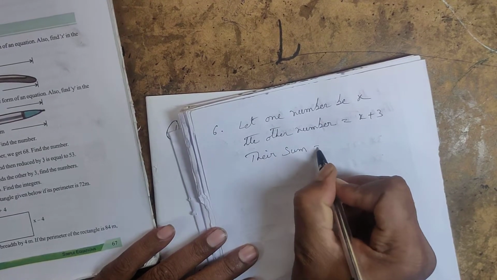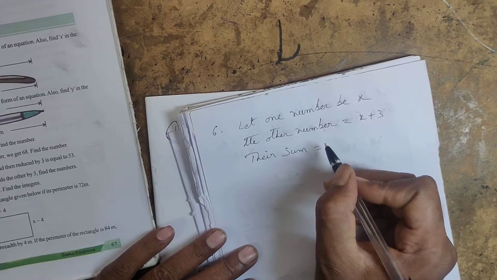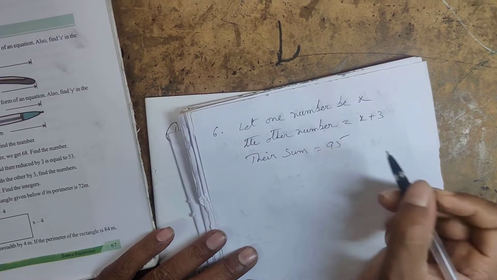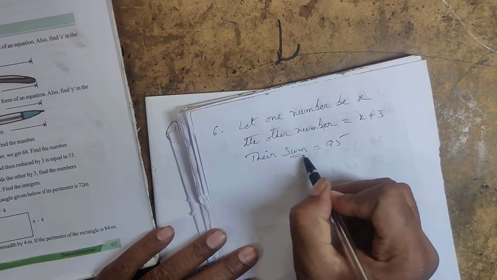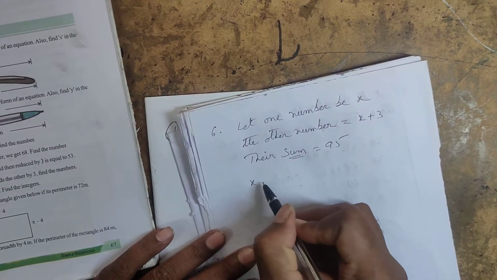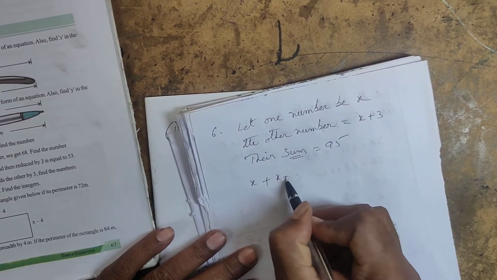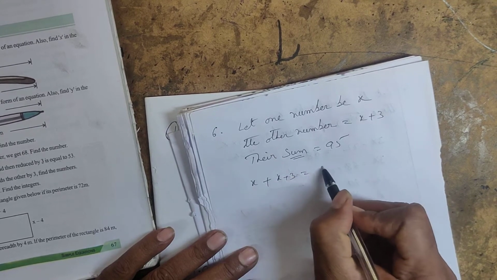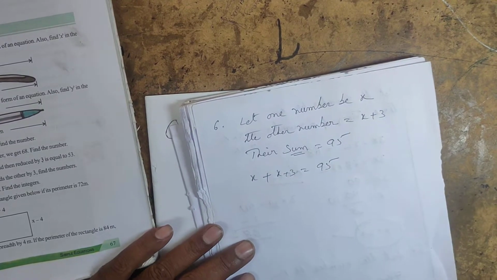means the two numbers, if you add, how much are you getting? You are getting 95 as the answer. Sum means addition, or not? One number is x, the other number is x plus 3. Both you have to add. The sum you got as 95.